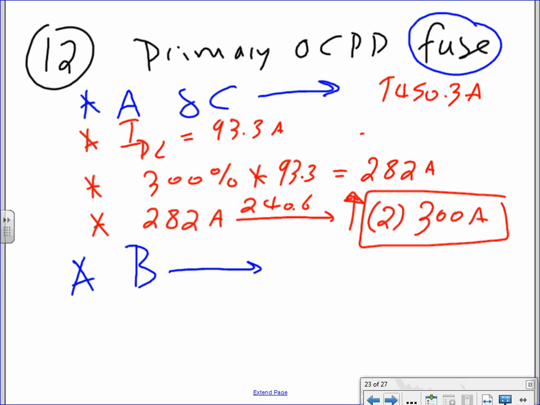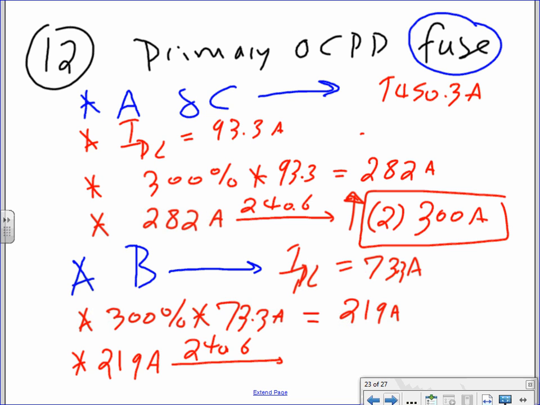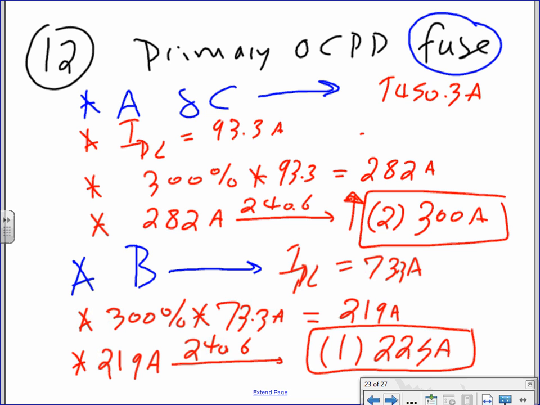Now, gentlemen, for B, I primary line for B was only 70. What was it? 72 or 73? 73.3 amps. And then you multiply by 300, the same thing, 300% times 73.3 amps. That will get you a healthy 219 amps. Now you take the 219 amps, same thing, to 240.6, and you get 1 fuse, and the size is 225 amp. So you're going to have 2 fuses the same size, and the third fuse is going to be smaller. Any problem with that? No.